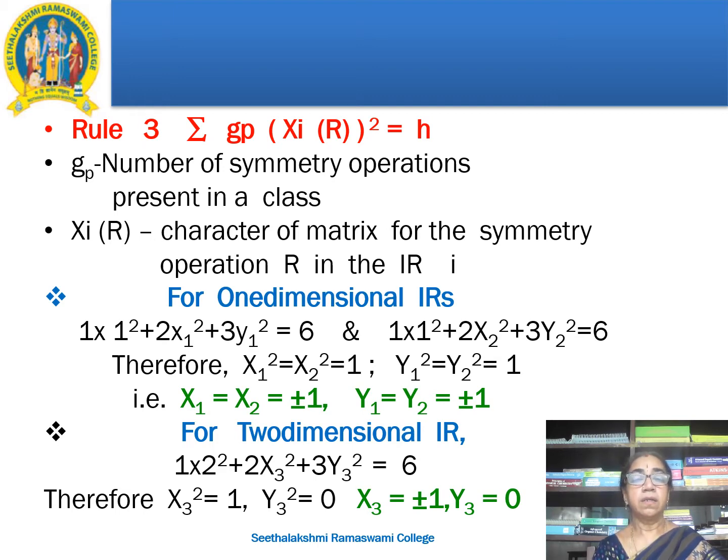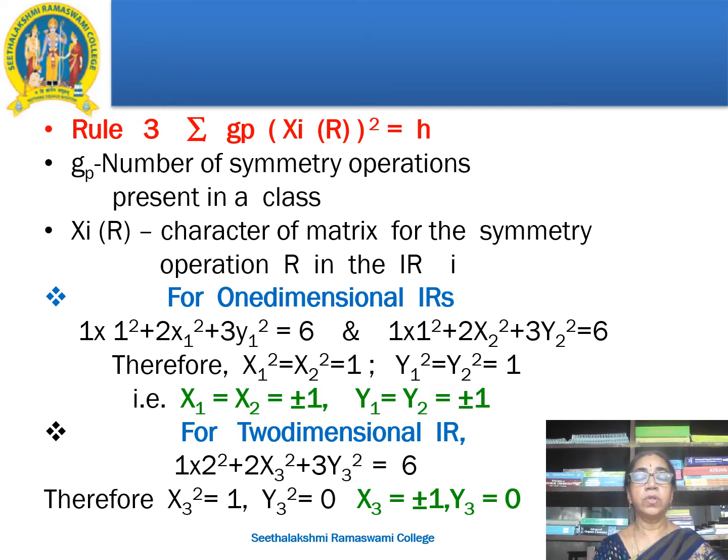Similarly, a mathematical equation is constructed for the other one-dimensional IR, that is 1 into x2 square plus 2x2 square plus 3y2 square equal to 6. All other things are similar to the first equation except the characters of the C3 symmetry element and the sigma V symmetry element. In the second one-dimensional IR, the character of the C3 element is taken as x2 and the character of the sigma V symmetry element is taken as y2.